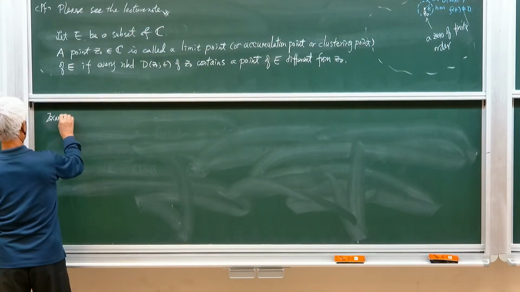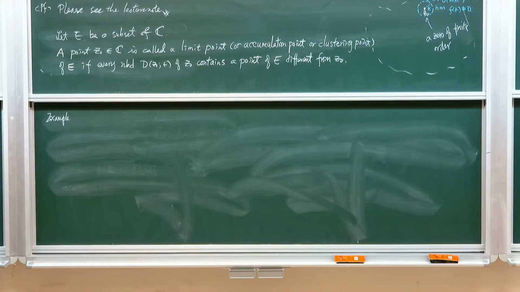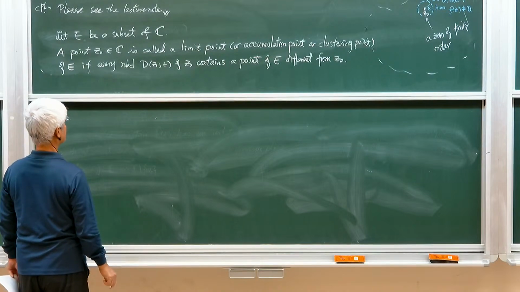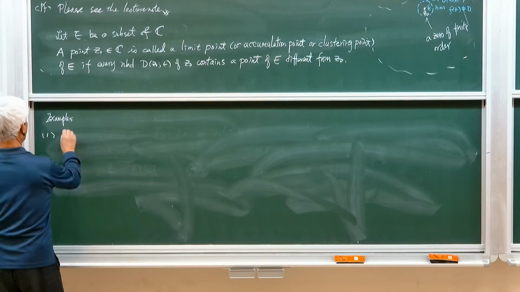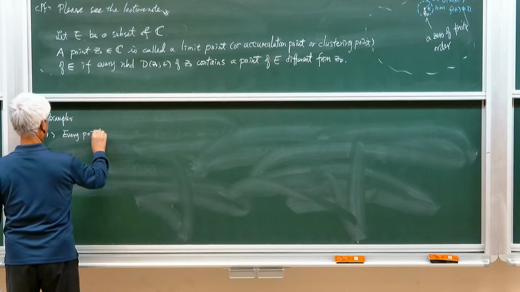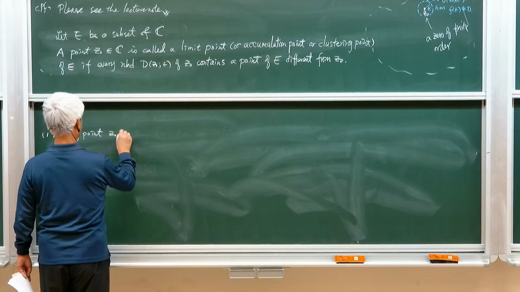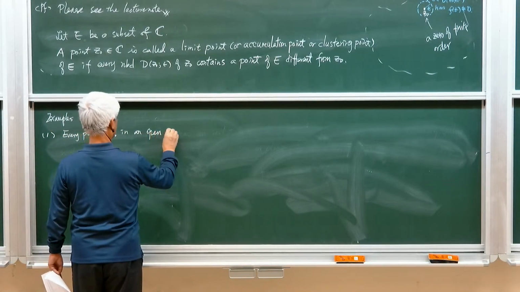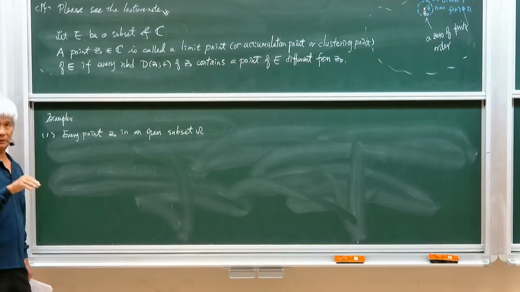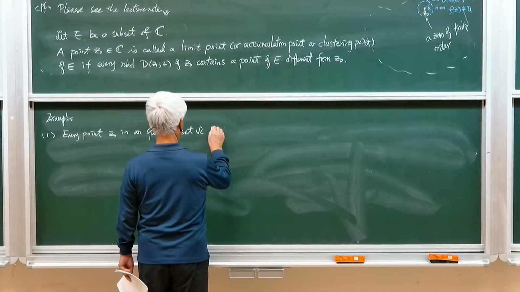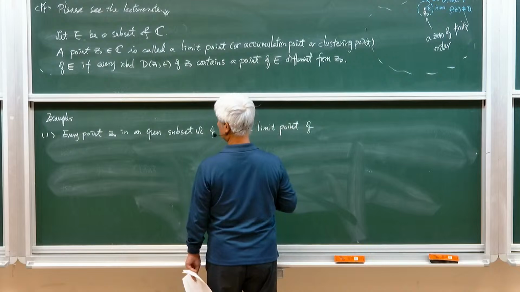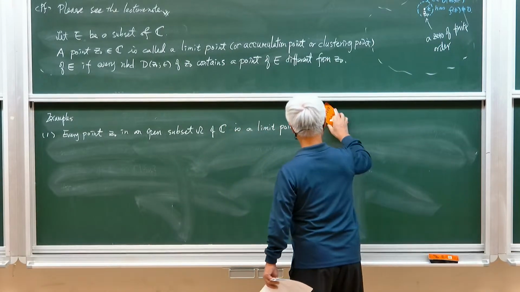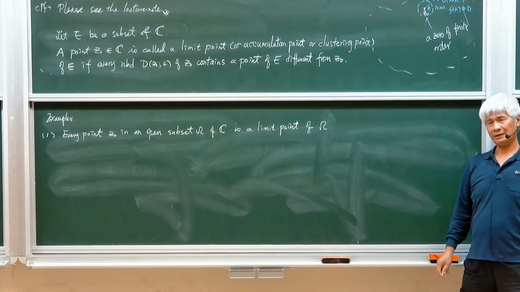Right, so let's take examples. Example one: every point in an open subset omega of C is a limit point of omega. Why is that true?